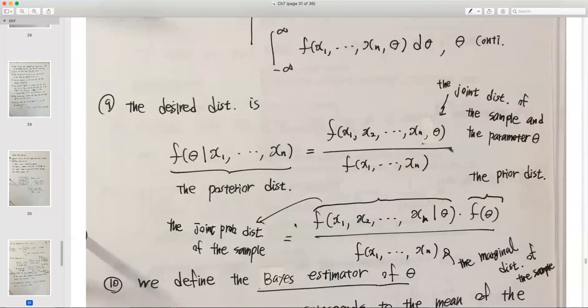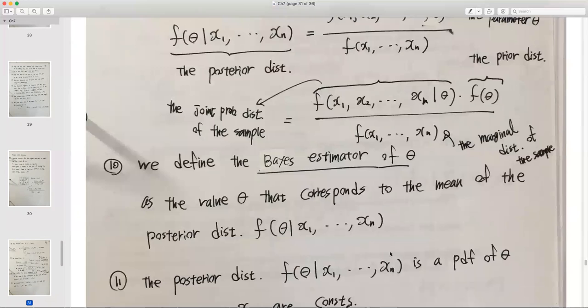Now this is equal to f of x1 through xn given theta, which is the joint probability distribution of the sample, times the prior distribution, because we suppose that we know f of theta, divided by the marginal distribution of the sample. So we define the Bayesian estimator of theta as the value that corresponds to the mean of the posterior distribution. Once you figure out the PDF of the posterior distribution, we find the mean of that posterior distribution. That's going to be the Bayesian estimator.